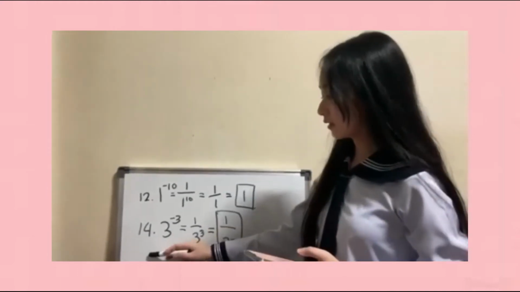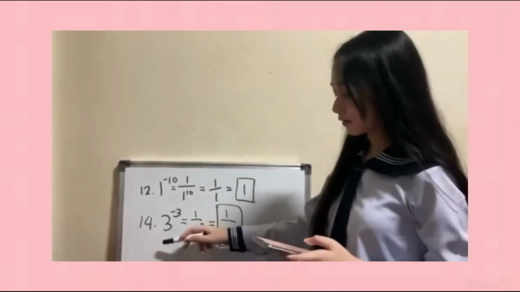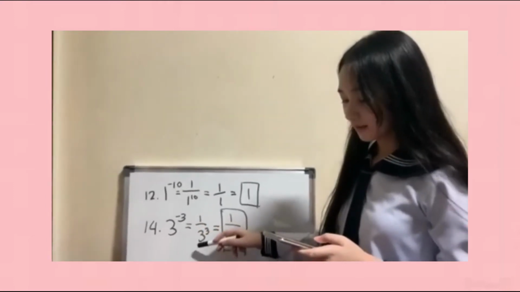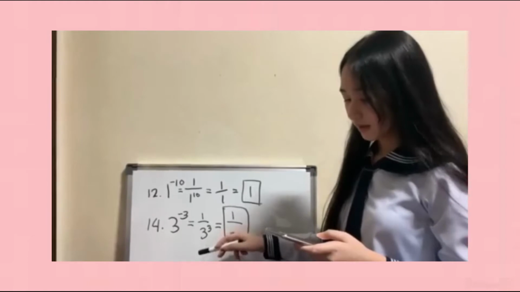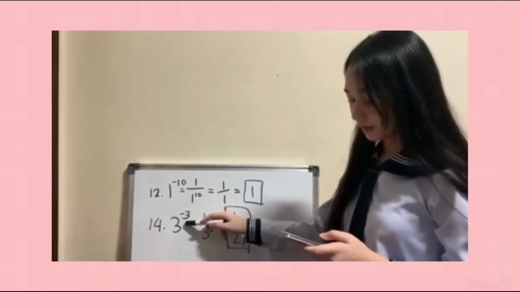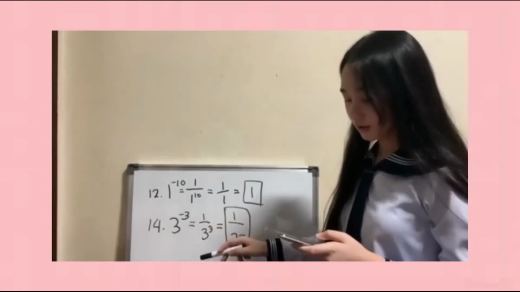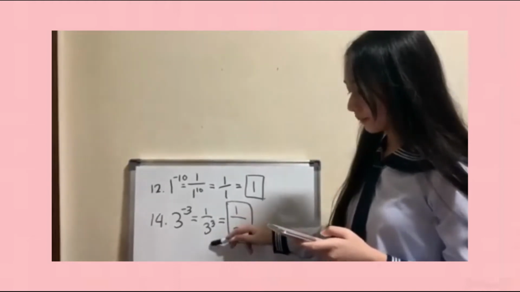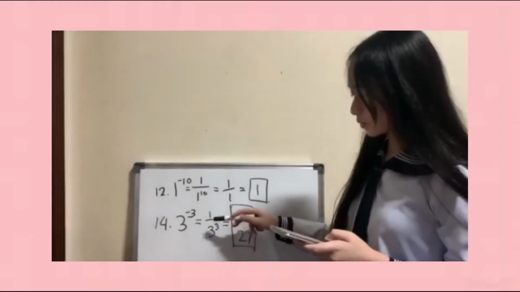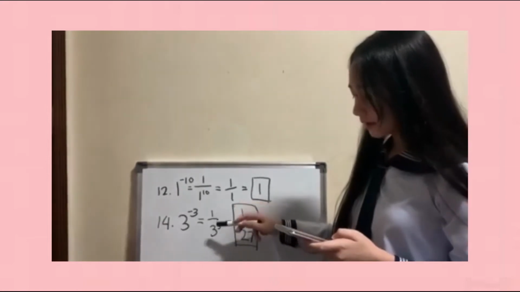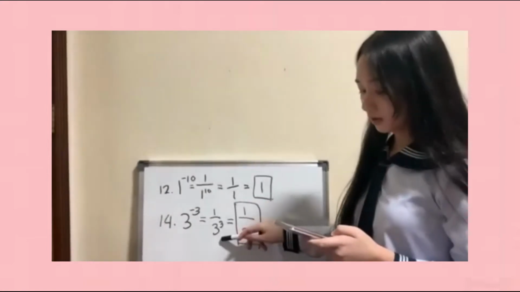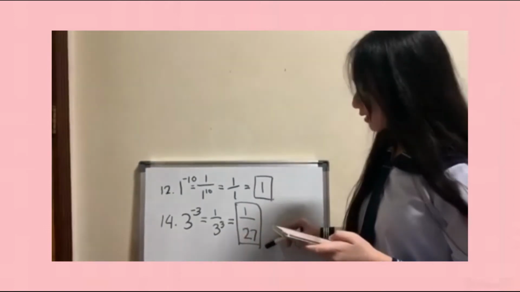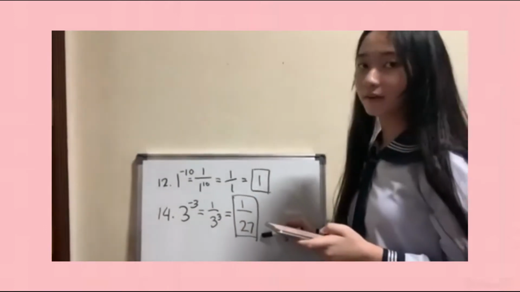Number 14, the given is 3 to the power of negative 3. We must apply the negative integer law because it has a negative exponent. We must also make it into a fraction, so we bring that 3 to the power of negative 3 to the denominator and have the numerator as 1, and make it cubed in the denominator. So 3 cubed is equal to 27, so the final answer is 1 over 27.